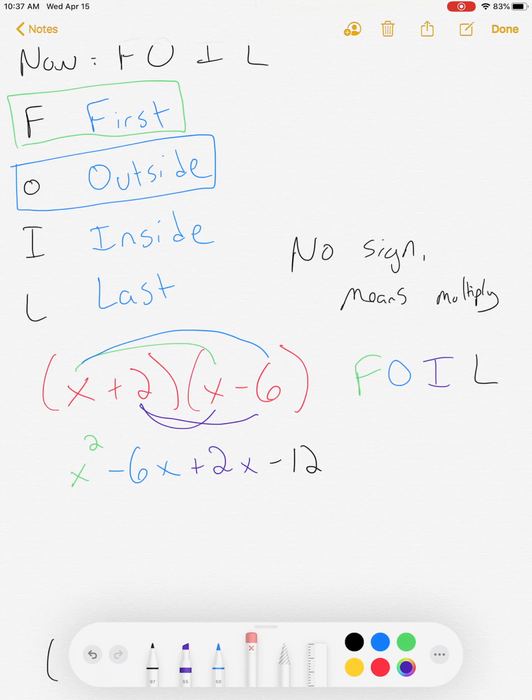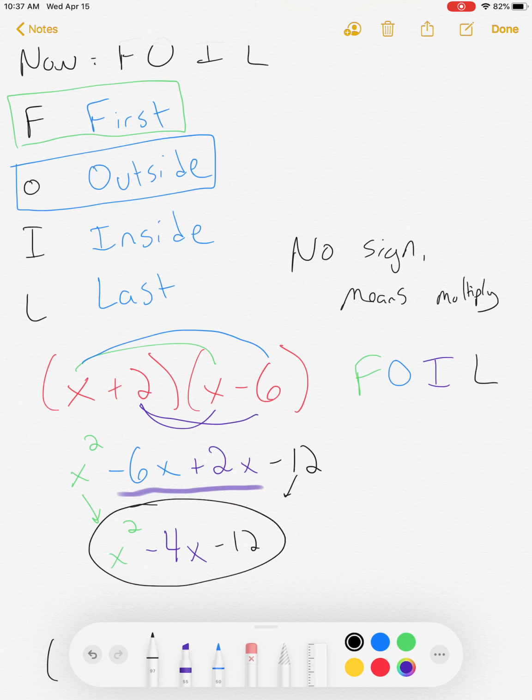Now I just need to combine my like terms. So do I have like terms here? Do I have anything of the same letter, same exponent? Well, in the middle right here, those are both x's to the first power. So I'm going to have x squared. That just drops down. Now in the middle, what's negative 6x plus 2x? That should be negative 4x. Last but not least, my minus 12 drops down. Boom. x squared minus 4x minus 12 is your final answer.